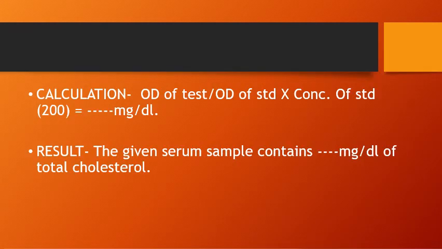So calculation, the formula used is OD of test by OD of standard into concentration of the standard. Here the concentration of standard of cholesterol is 200. So after taking the OD, fill those values in this formula and you will get the cholesterol value present in that sample. So the result should be written as the given serum sample contains so and so milligram per deciliter of total cholesterol.